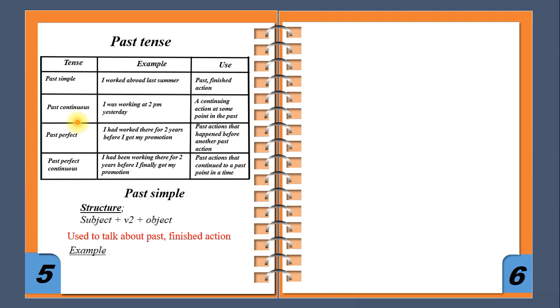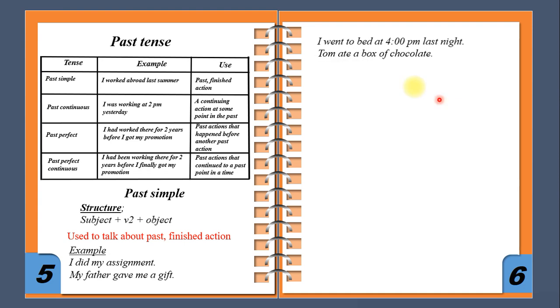For example, I did my assignment. This is a past finished action. My father gave me a gift. I went to bed at 4 p.m. last night. Those three sentences are past finished actions. And again, Tom ate a box of chocolate. This is also a past finished action.